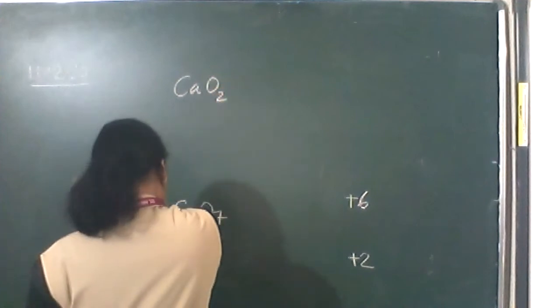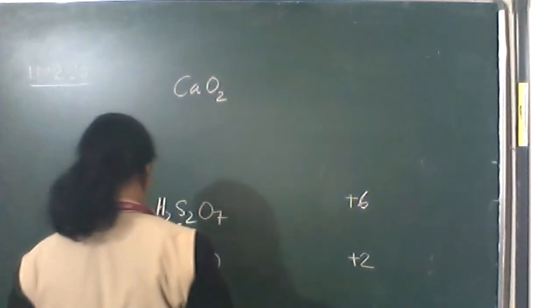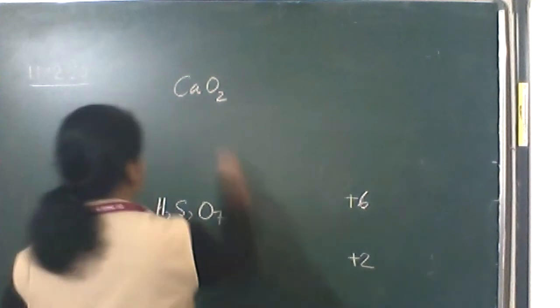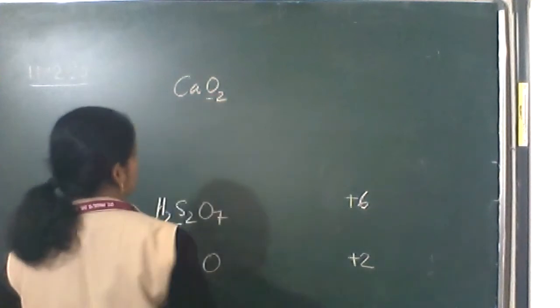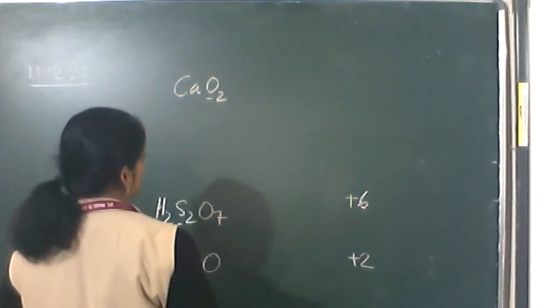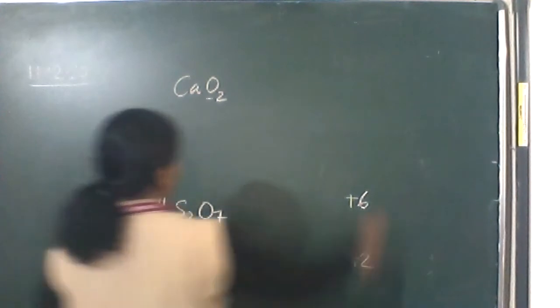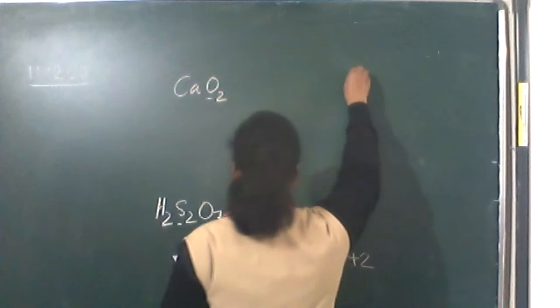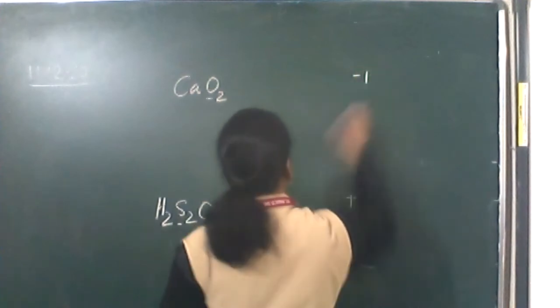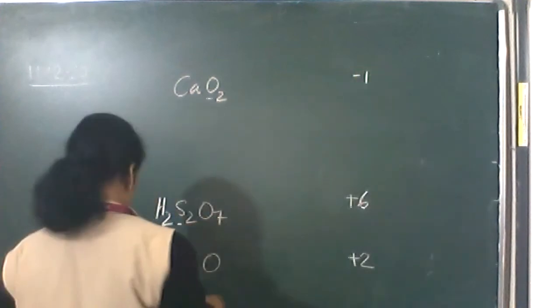CaO2. Find out the oxidation state of O. You will be getting it as -1, due to the peroxide linkage.